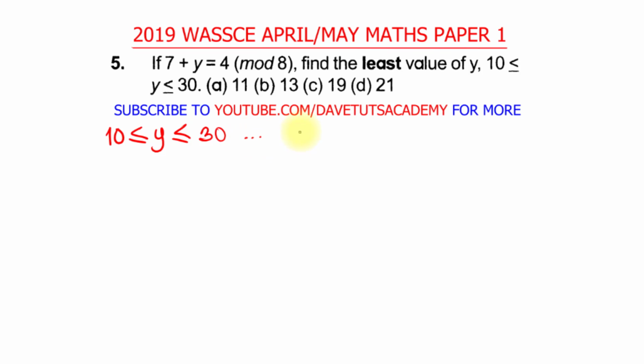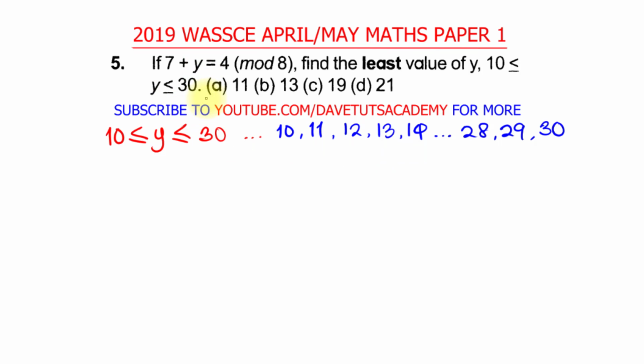This implies that the values of y that we can use will start from 10, 11. We have 10 because they said less than or equal to. That "or equal to" qualifies 10 to be there. So 12, 13, 14, up to 28, 29, and 30 is also included. So these are the values that we are concerned about.